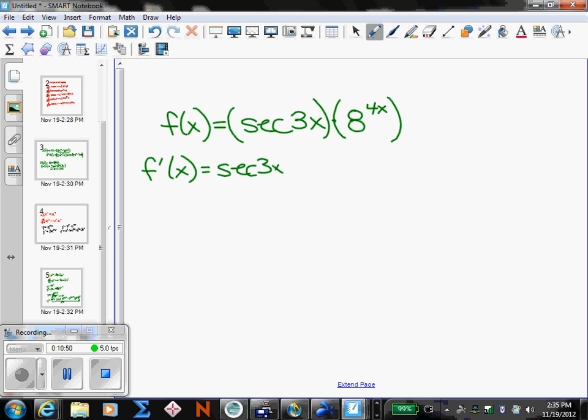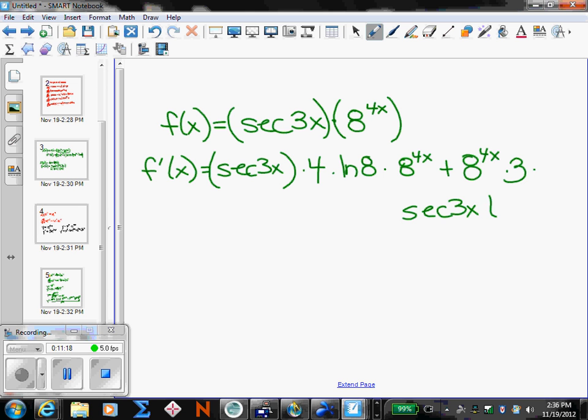The first times the derivative of 8 to the 4x. 4 times the natural log of 8 times 8 to the 4x plus your second, which is 8 to the 4x, times the derivative of the first, 3 times secant 3x tangent 3x.